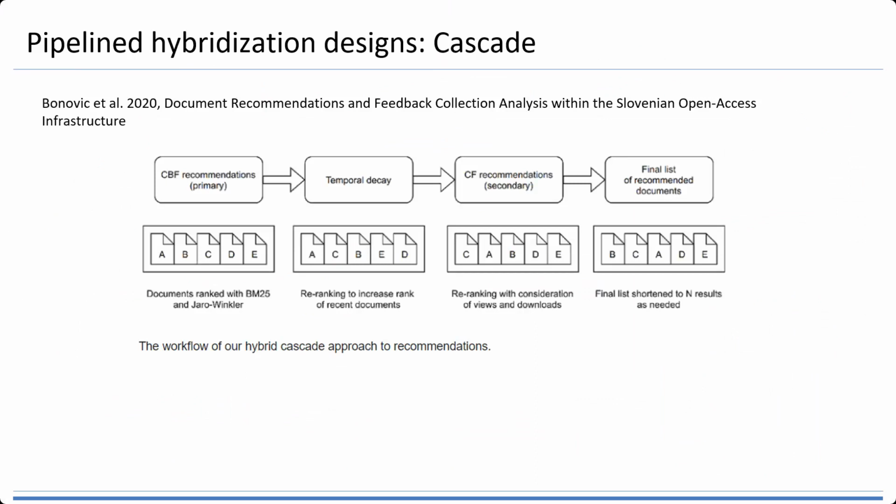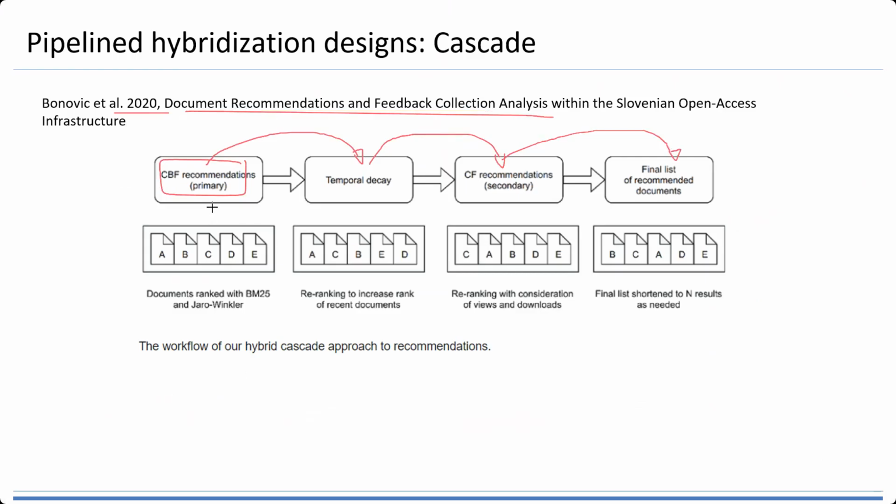So in the cascade, there is a lot of work about this. Let's say we want to do document recommendation. In 2020, there was one paper on document recommendation and feedback collection analysis. The first step uses content-based filtering. And after content-based filtering, we check the temporal decay and then check the collaborative filtering, and then produce the final list of recommended documents.